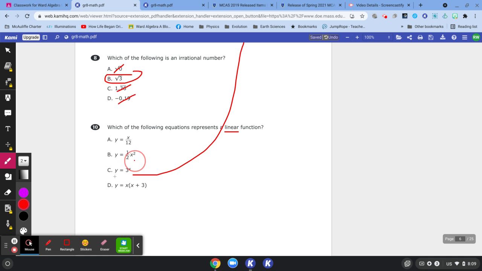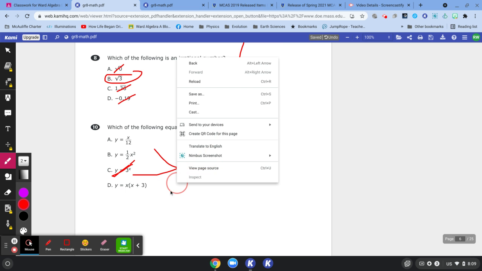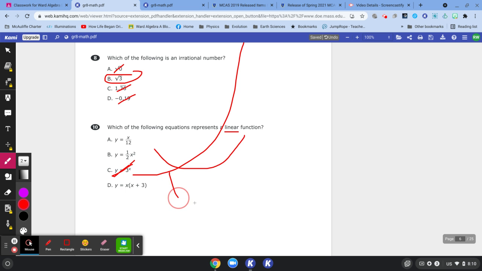So no. Okay. 1/2 times x squared is a parabola. And so is x times x plus 3. That's a steeper parabola. So that's going to be like that. This has an x squared, so we can rule that one out. And we can rule that one out.